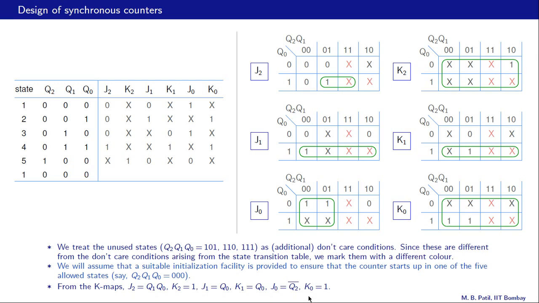So if we implement these functions, then we should get a counter which follows this state transition table. And one more final point, we will assume that a suitable initialization facility is provided to ensure that the counter starts up in one of the 5 allowed states. For example, Q2, Q1, Q0 equal to 0, 0, 0. And if that happens, then the counter will simply keep following the counter sequence given in this table.